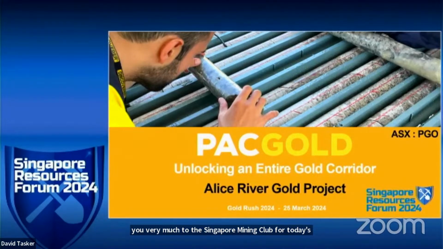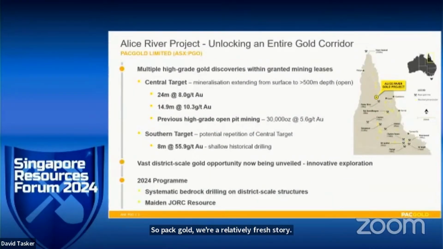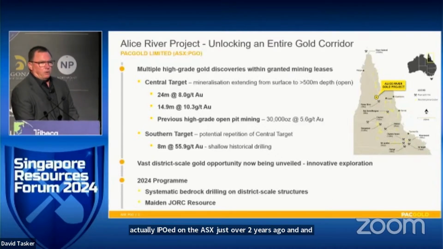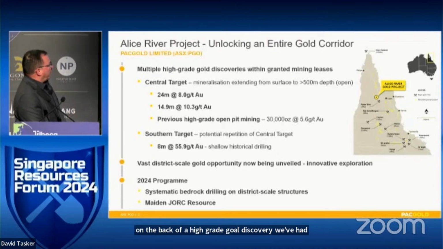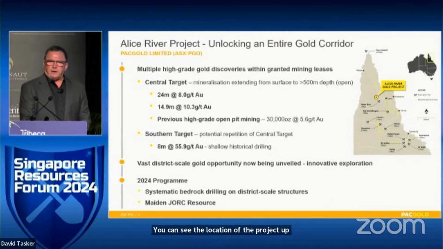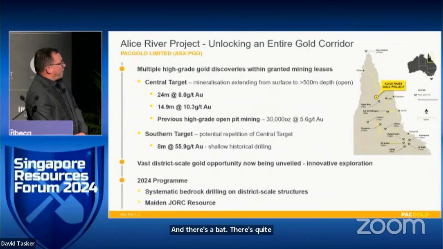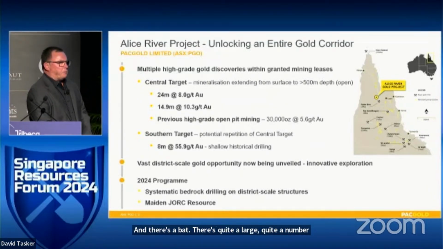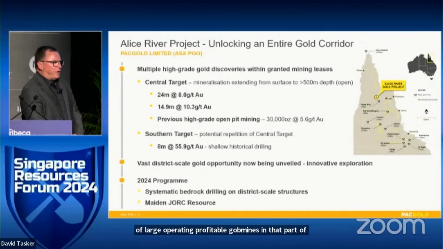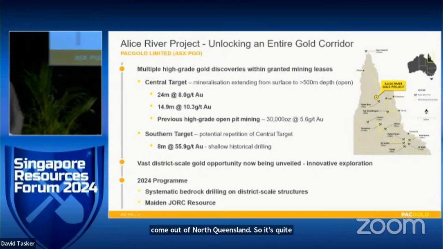So PacGold, we're a relatively fresh story. We actually IPO'd on the ASX just over 2 years ago, and on the back of a high-grade gold discovery, we've had some really good growth in the company. You can see the location of the project up there. We're located in far north Queensland, and there's quite a number of large operating profitable gold mines in that part of the world. And there's been about 40 million ounces of gold that has come out of North Queensland. So it's quite an attractive location to explore for gold.